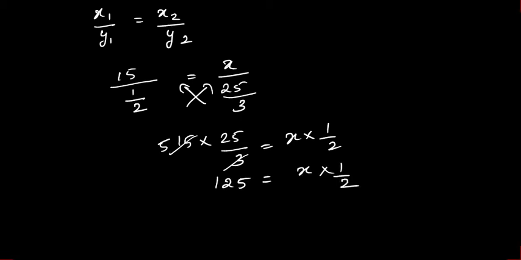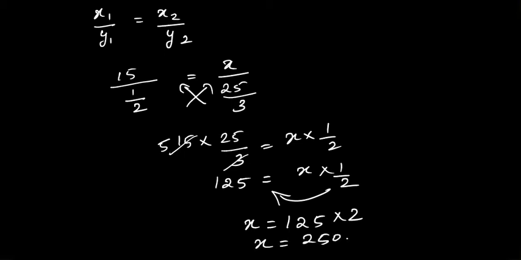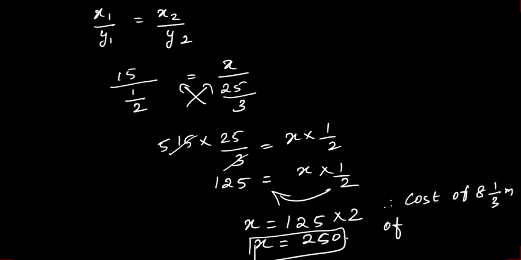You need the value of x, so send 2 to your LHS. So x is equal to 125 into 2. When you multiply, you will get x value to be 250. Therefore, the cost of 8 1/3 meters of cloth is rupees 250.